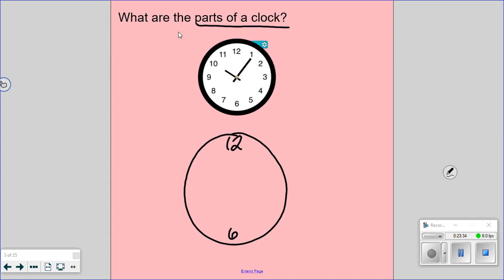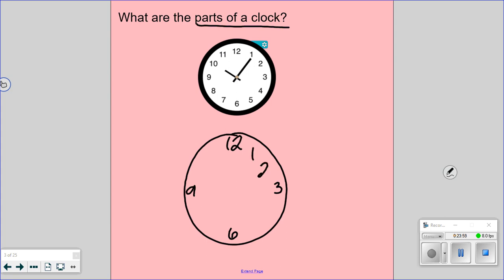The farthest number to the right is a 3. And directly across the 3 is 9. These are my benchmark numbers on a clock. Now that I have written those down, I can much easier put the other numbers in.